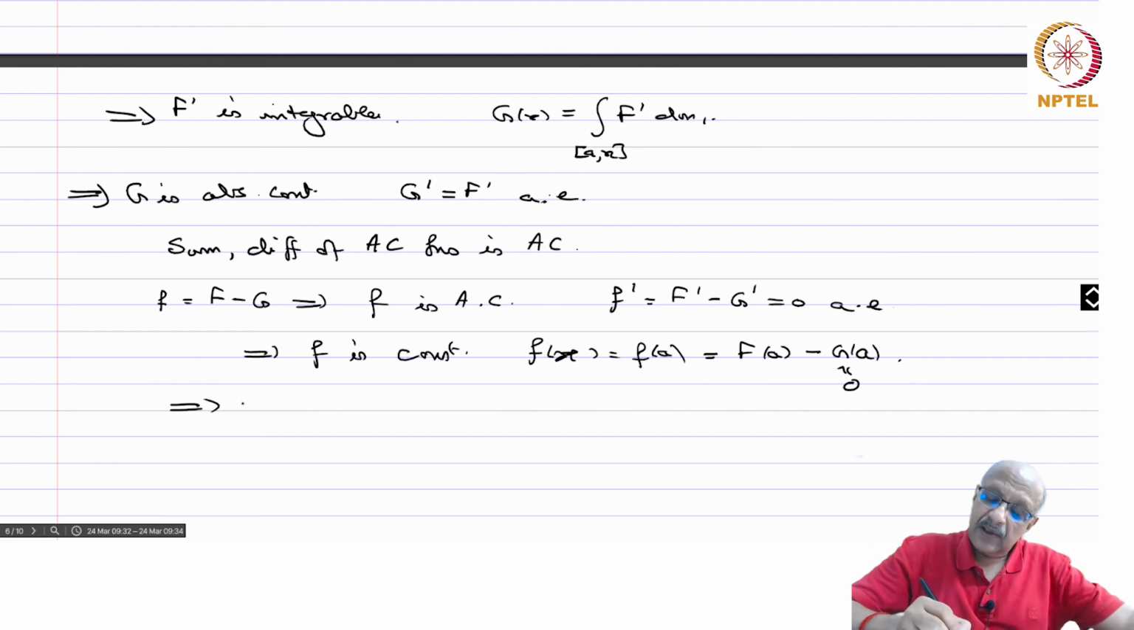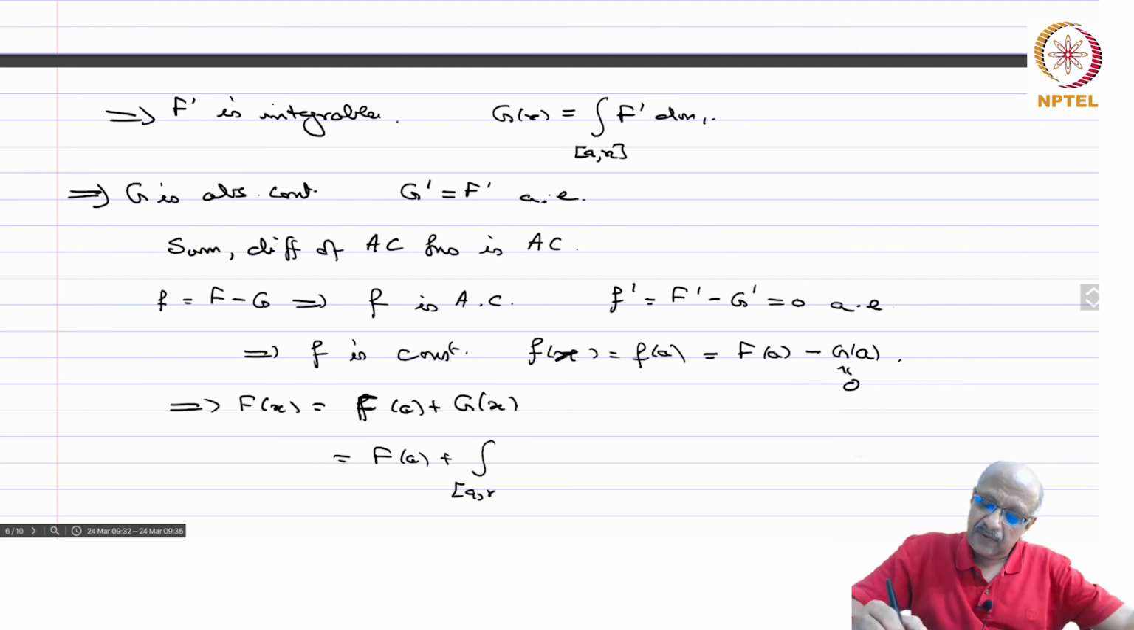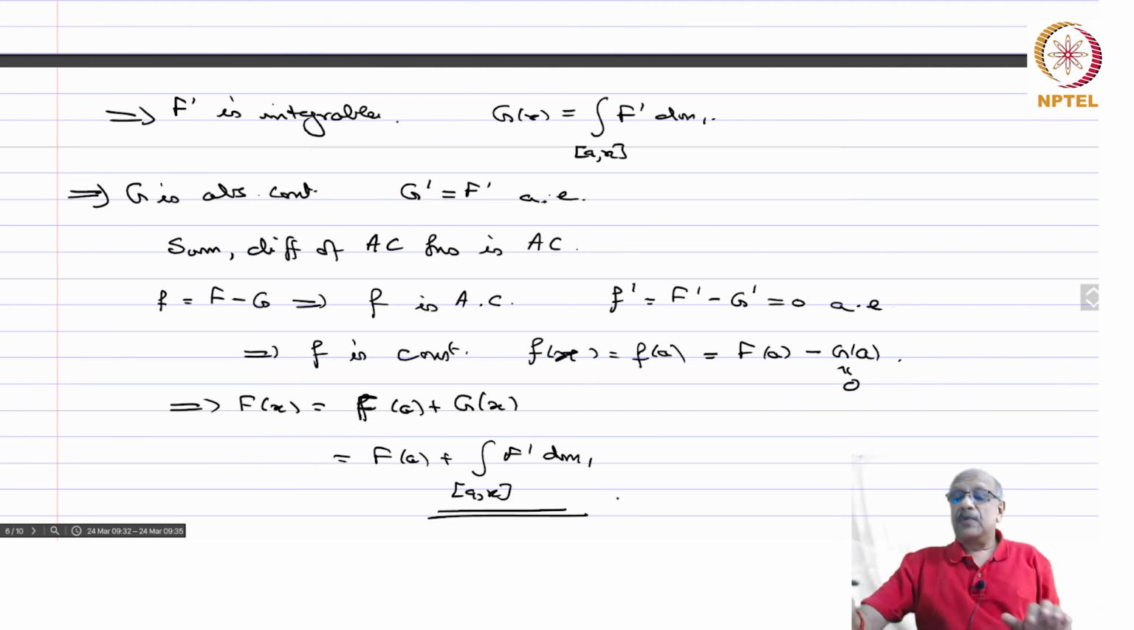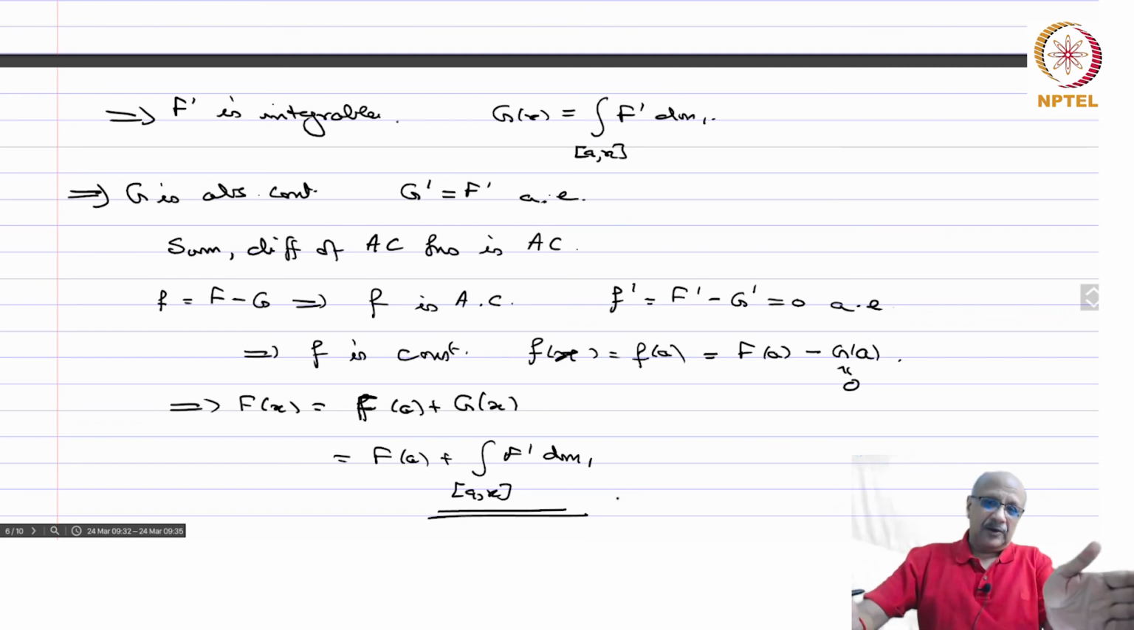And therefore this implies that capital F of x equals capital F of a plus g of x, and that is capital F of x equals capital F of a plus the integral a to x of f dash dm1, and that tells you that it is the indefinite integral of an integrable function. And what is that integrable function? It is equal to the derivative almost everywhere. So a function can be written as an indefinite integral of an integrable function if and only if, this is the final answer, it is absolutely continuous, and the integrand in that case will be the derivative almost everywhere.